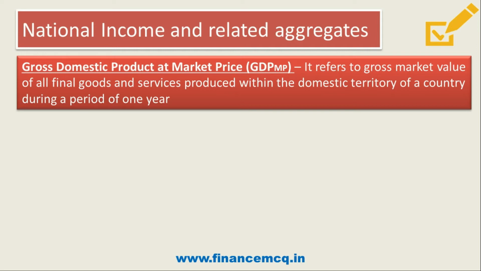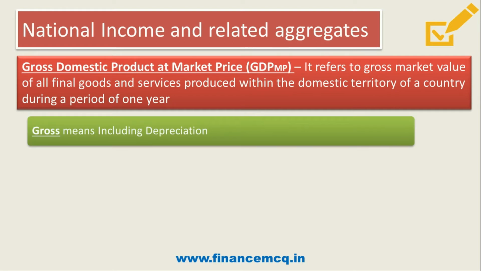Here there are a couple of things to notice. The first one is the gross market value of all final goods and services. Now what will be the gross market value? Suppose you purchase any item from a shop and that has a market value of, say, rupees 100, and you pay 100 to the shopkeeper, so that becomes the gross market value of that final good. So it refers to the gross market value of all final goods and services produced within the domestic territory, and we just discussed what the domestic territory of a country is, during a period of 1 year. That will be considered as GDP at market price.